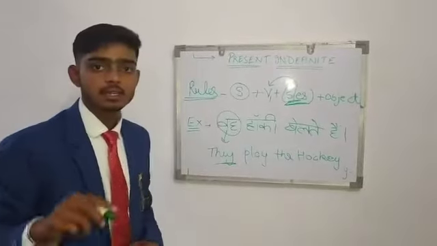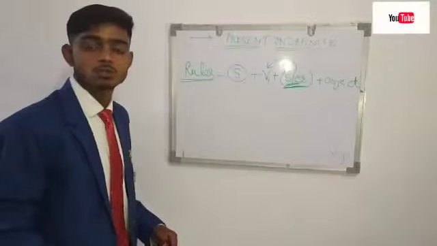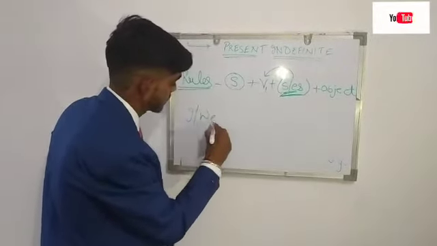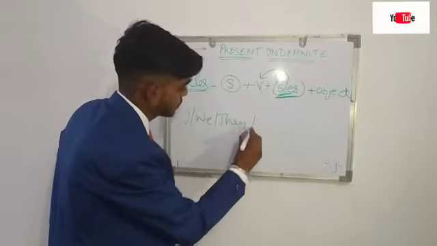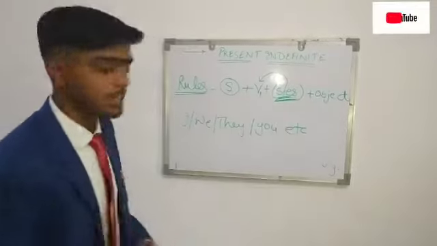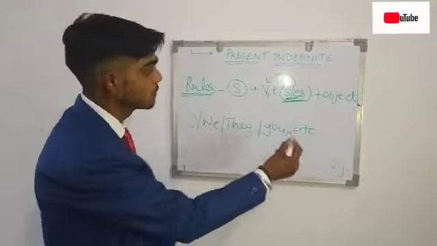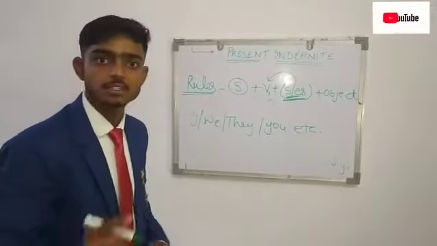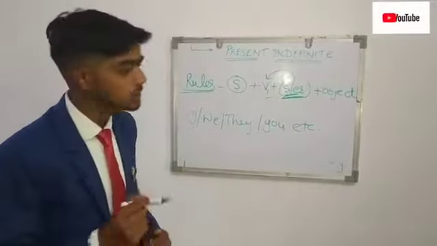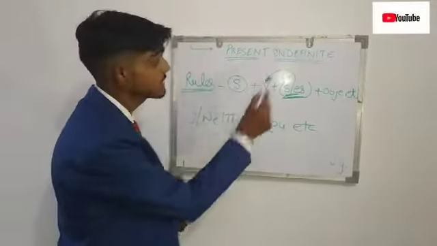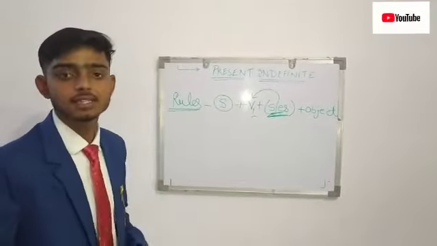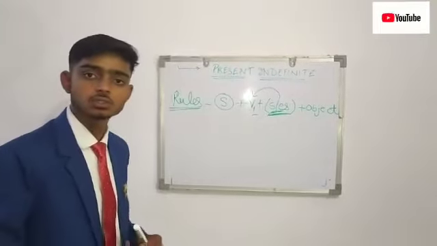Whenever the subject belongs to I, we, they, you, etc., there will be no use of s or es with the verb's first form in present indefinite tense. So this is the clarification of where we can use s or es with the verb's first form in present indefinite tense.